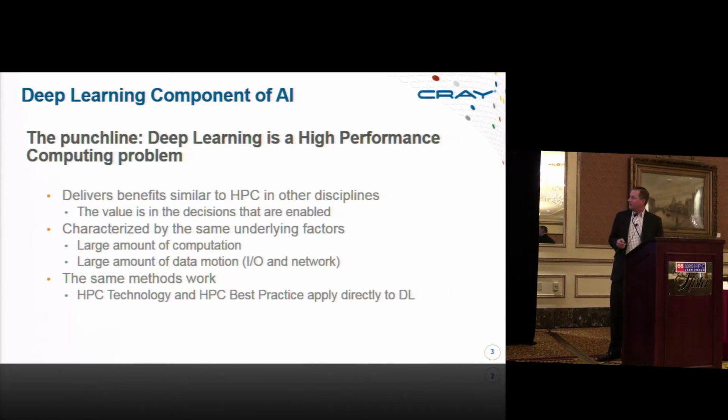We're able to deliver benefits similar to HPC and other disciplines. The value is really in the decisions that are enabled. There's a large amount of computation, a large amount of data motion, I/O, and network. This all sounds very familiar to this group. HPC technology and best practices apply directly to deep learning.